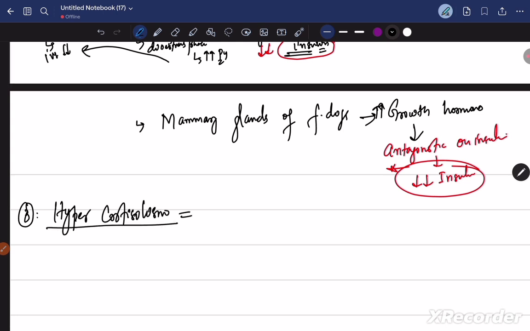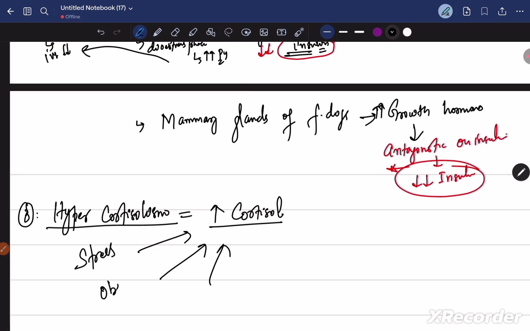Hypercortisolism, what does it mean? It is the increased production of cortisol. What are the conditions in which cortisol is increased? It could be stress, or when the dog is obese. These are the conditions that lead to increased production of cortisol, or dogs with hypercortisolism.